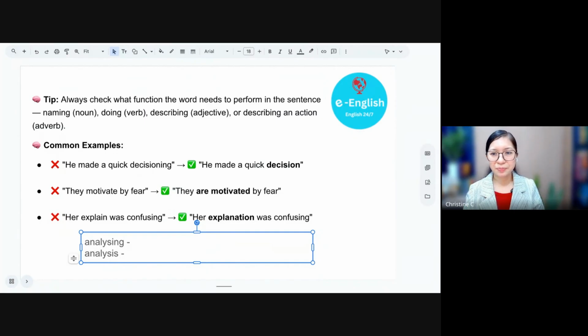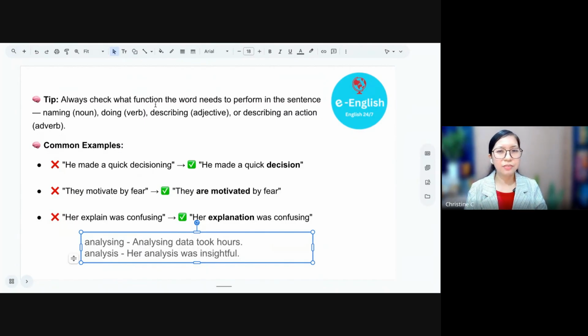So here's an example. For example, analyzing data took hours. Analyzing data took hours. It is used as a noun. Analyzing here is used as a noun. You can use it as a verb. He is analyzing the data. But you can use it as a gerund as well. Okay? And analysis. Her analysis was insightful, for example. So analysis here clearly is a noun, right?